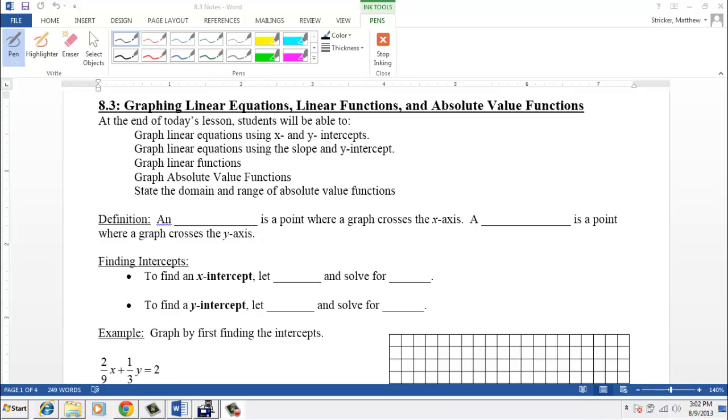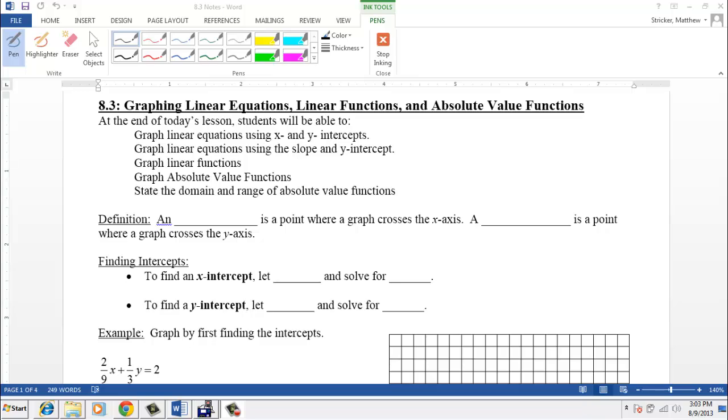Alright, so this video is going to cover section 8.3 from your text. We're going to be talking about three main topics. First one is graphing linear equations, and the second one will be talking about graphing linear functions, and then the third topic will be about graphing absolute value functions. So let's start off with a basic review or definition of what actually an intercept is.